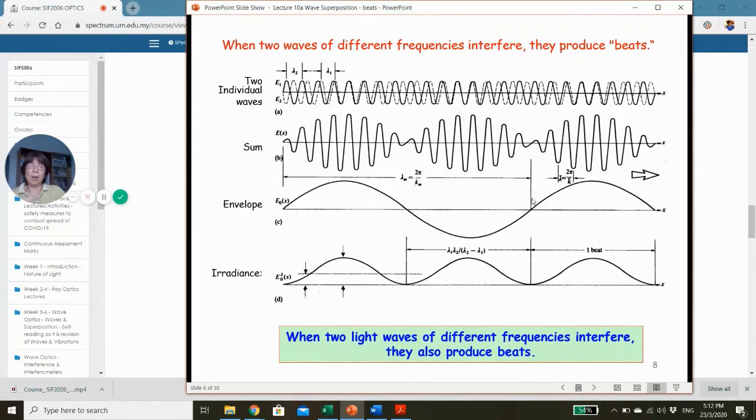We were talking about irradiance, which is the squaring of this envelope. When you square it, you will get a waveform that looks like this. So here you will get the beats actually. You get maximum irradiance, maximum irradiance, maximum irradiance. So this becomes one beat. That's why the frequency of this will be 2 times that of the envelope wave.